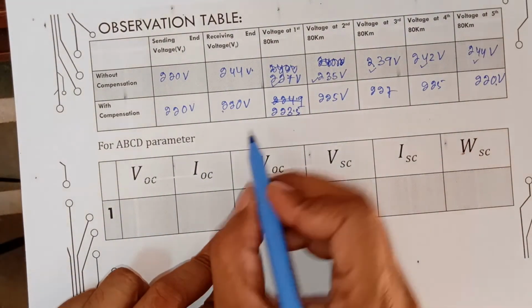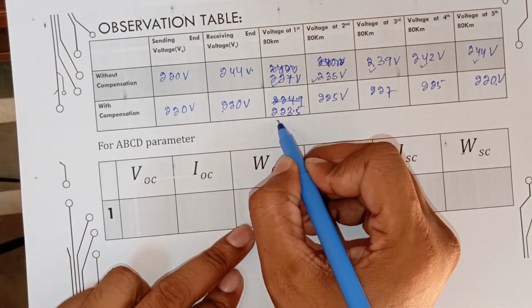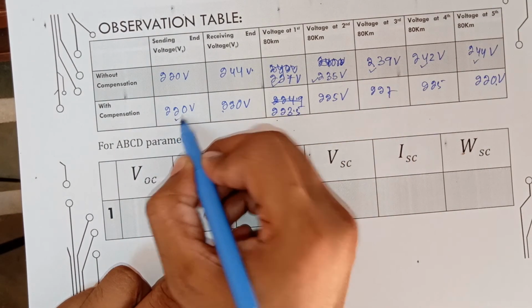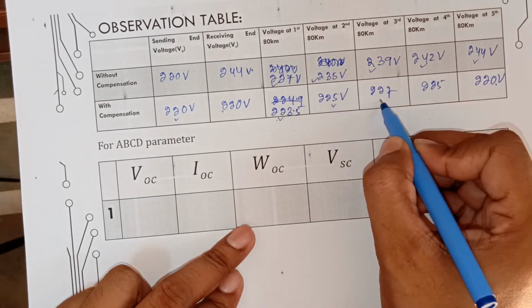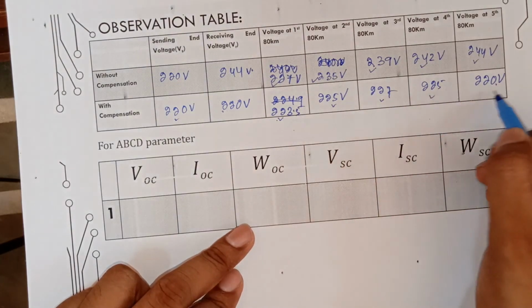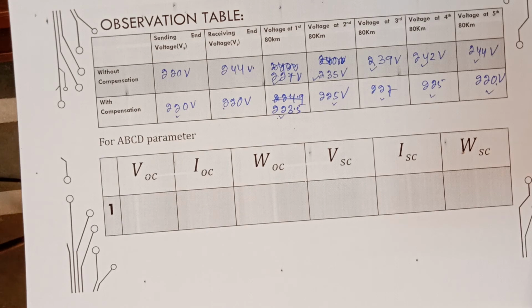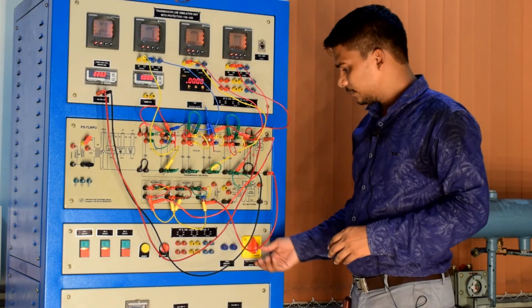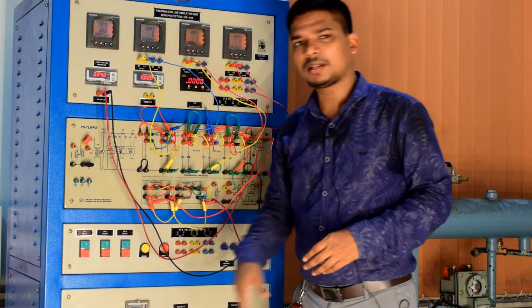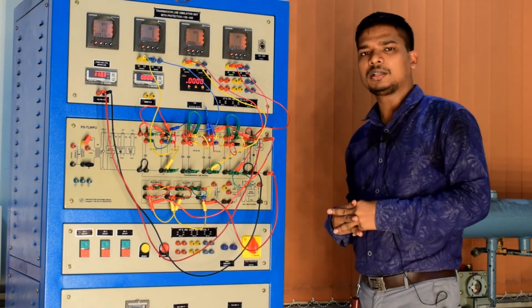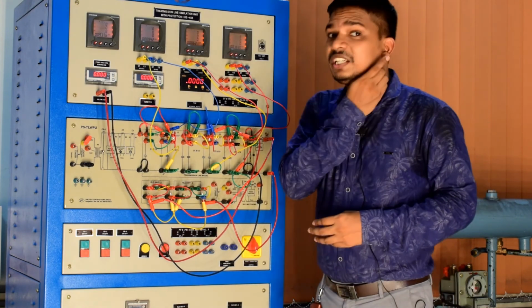As you can see, this voltage is increasing from 220 to 23, 25, 27, again decreasing to 25 and 20. So like this we are getting the voltage profile of the line with and without compensation. So we have to turn off this one and go for the next procedure, that is ABCD parameter calculation.